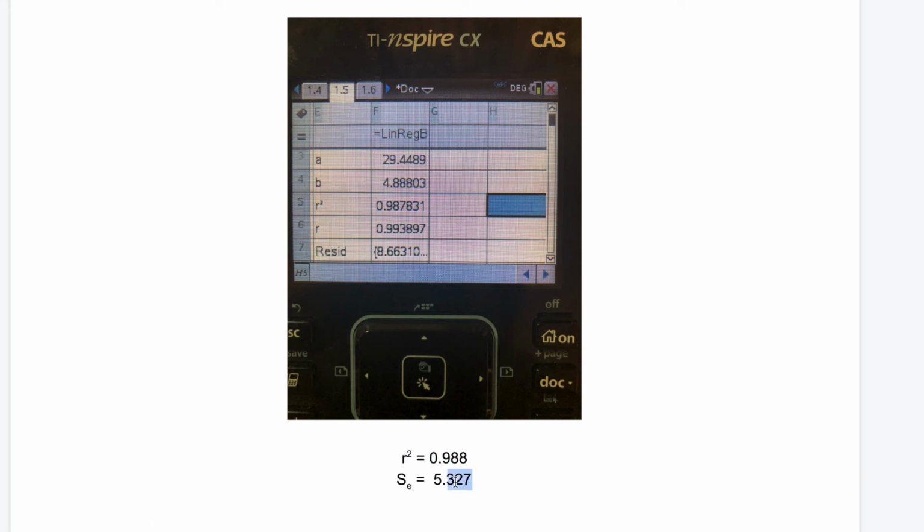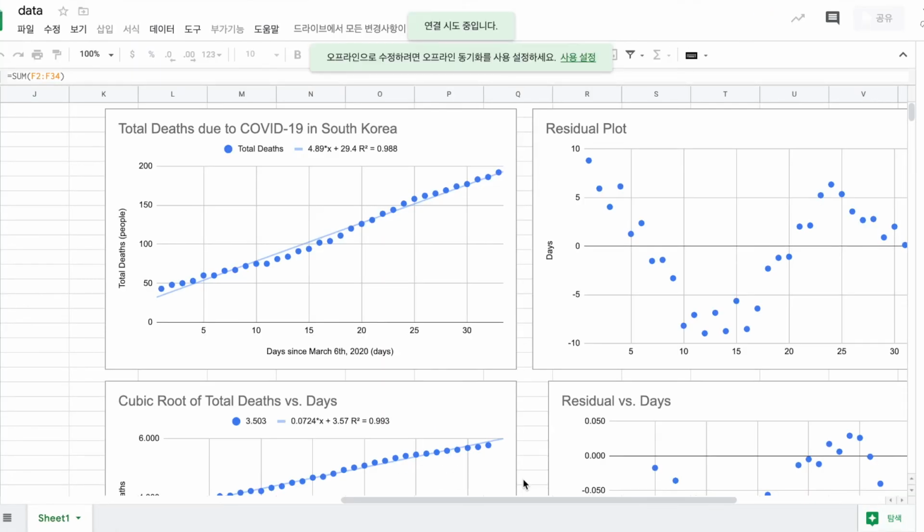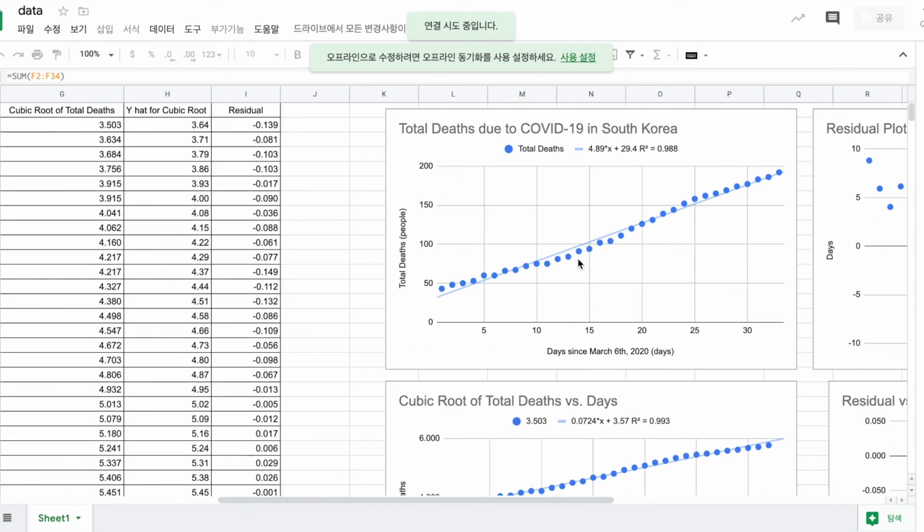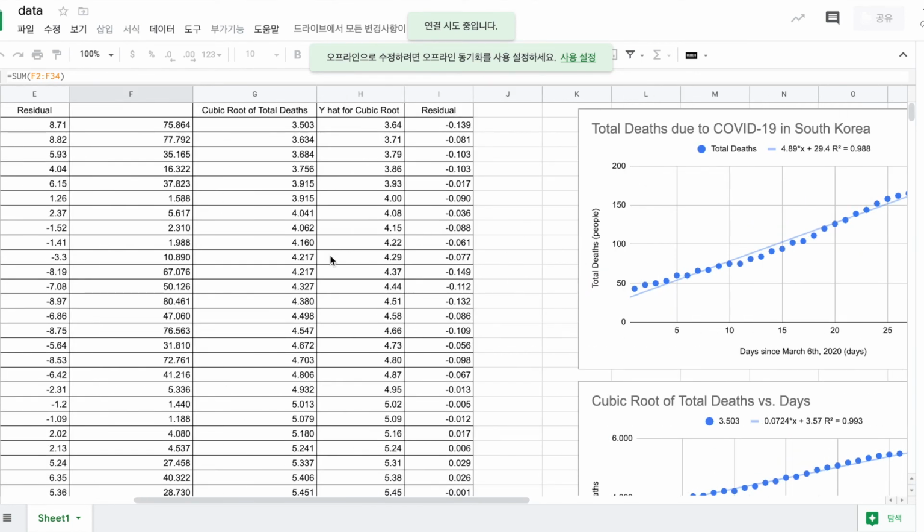The calculated value for standard error is 5.327. This means that the typical amount by which an observation deviates from the least squares regression line is 5.327. To conclude, we cannot say that the linear regression is appropriate with this data, since the residual plot apparently shows a pattern. So we try to transform the raw data by applying cube roots.